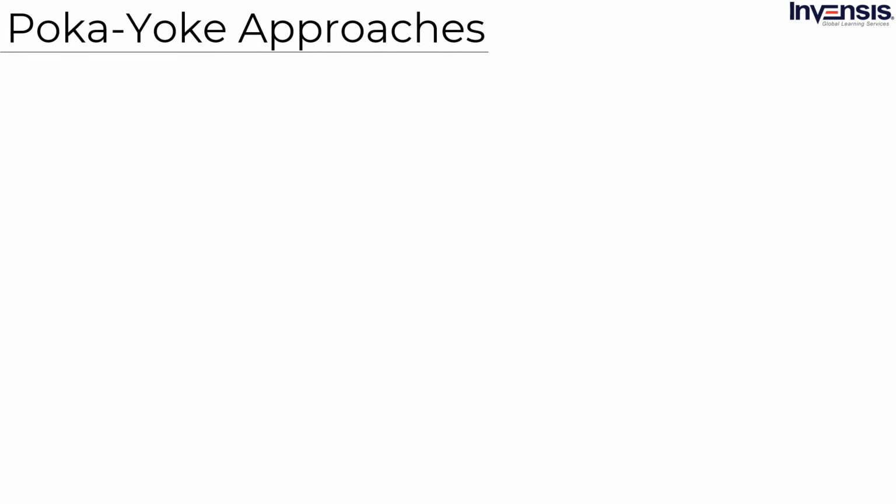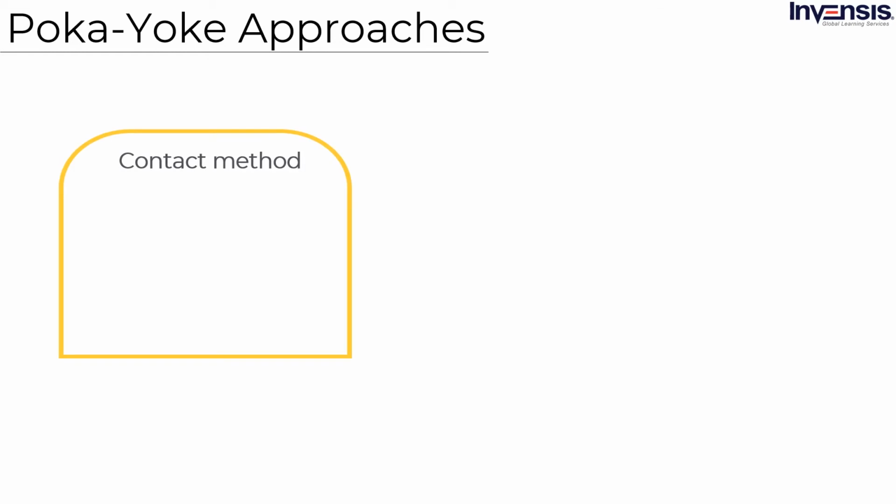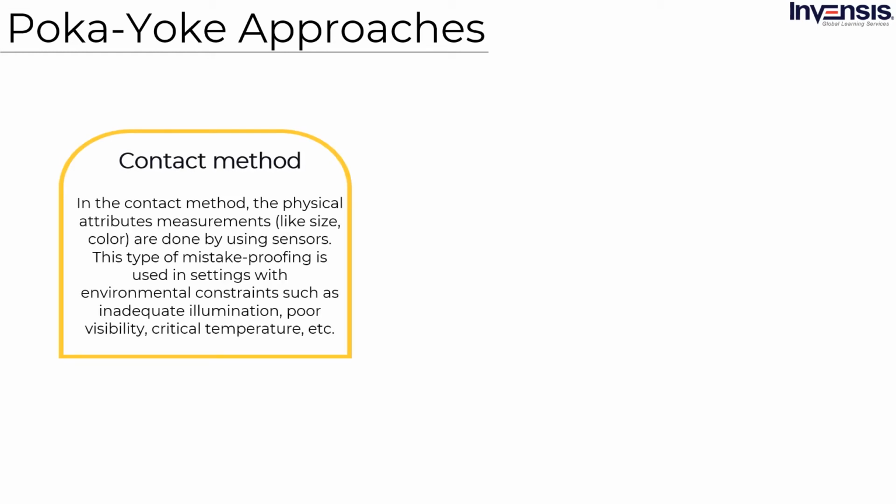It can be categorized into three methods. Contact method. In the contact method, the physical attributes measurements, like size and color, are done by using sensors. This type of mistake proofing is used in settings with environmental constraints such as inadequate illumination, poor visibility, critical temperature, etc. It is also a good method for circumstances where there is rapid repetition or intermittent production.